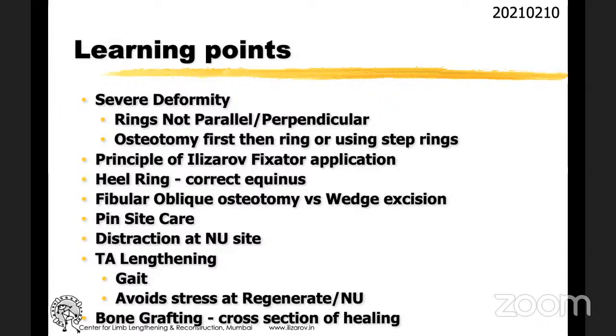So if a fragment is small, then we can increase spanning of fixator using oblique sham screw or drop wires. Heel ring to correct equinus, fibular oblique osteotomy versus wedge excision. If we are going to do oblique osteotomy, then acute correction of this much severe deformity is not possible. So wedge excision is the option.